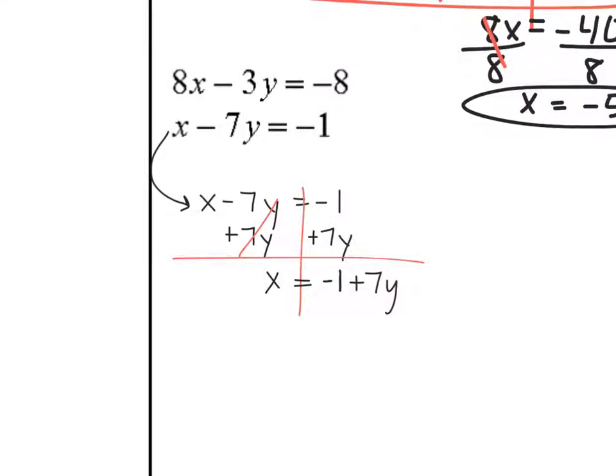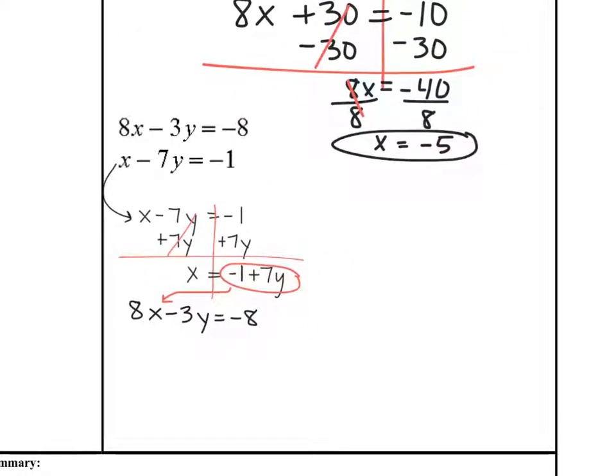So now you can plug that in to that first equation. So this part can go right here where x is equal to that. So put that where x is. So if you don't see one that's solved for a variable, you have to get one solved for a variable. Let's go ahead and write out what our equation would be. 8 times -1 plus 7y minus 3y equals -8. Distribute, combine like terms, solve.